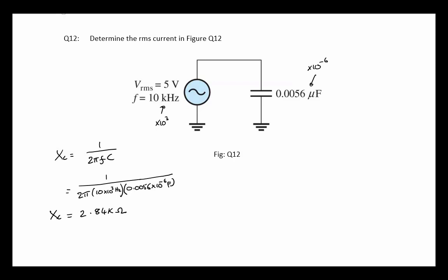And then next up, you want to find the RMS current. Well, we have an RMS voltage. We have a capacitive reactance in ohms. So we can actually use Ohm's law.